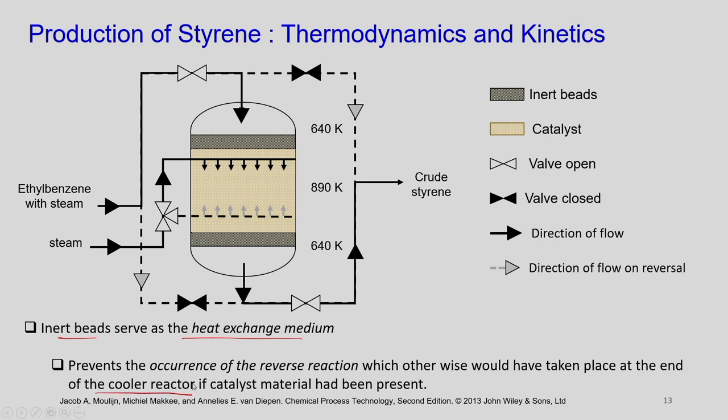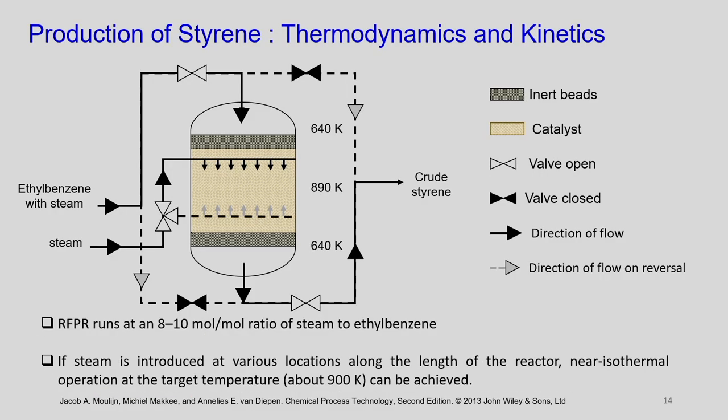So at the end, there is a cooling reaction, the reactor is cool enough. So if it is cold enough, then maybe an undesired reaction, for example, the formation of toluene or benzene, could occur. So it prevents that. So it is a dual purpose inert. The inert is to lower the pressure drop as well as to prevent the unwanted side reactions. Okay. So this RFPR runs at an 8 to 10 mole ratio, and the ratio requires less steam.